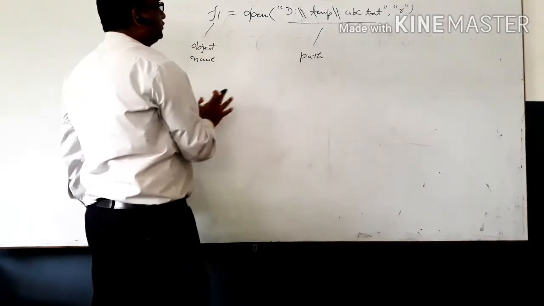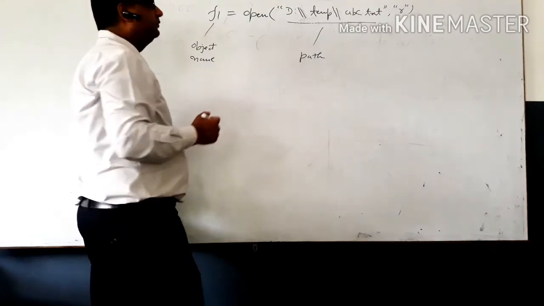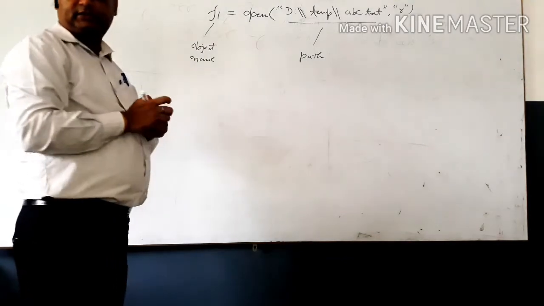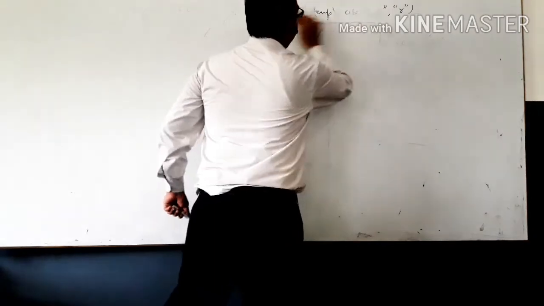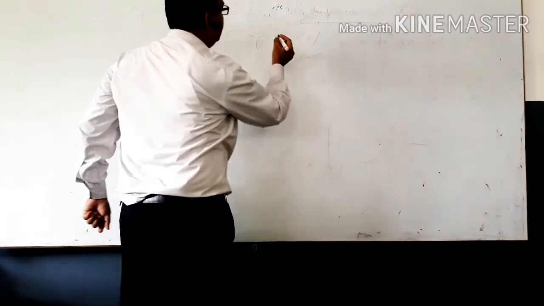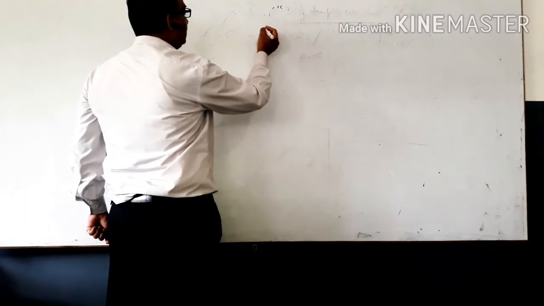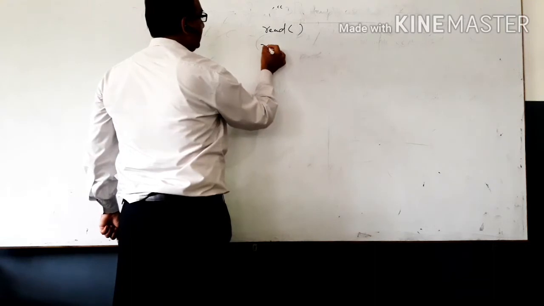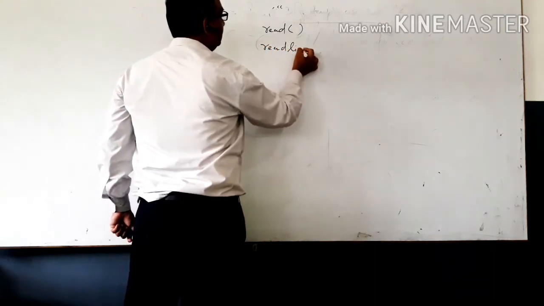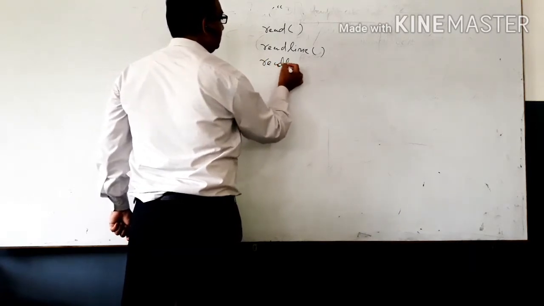Now that the file is open, you can read the file. The next point is how we can access this file using functions. We have three functions: the read function, then we can use readline, and then we can use readlines.